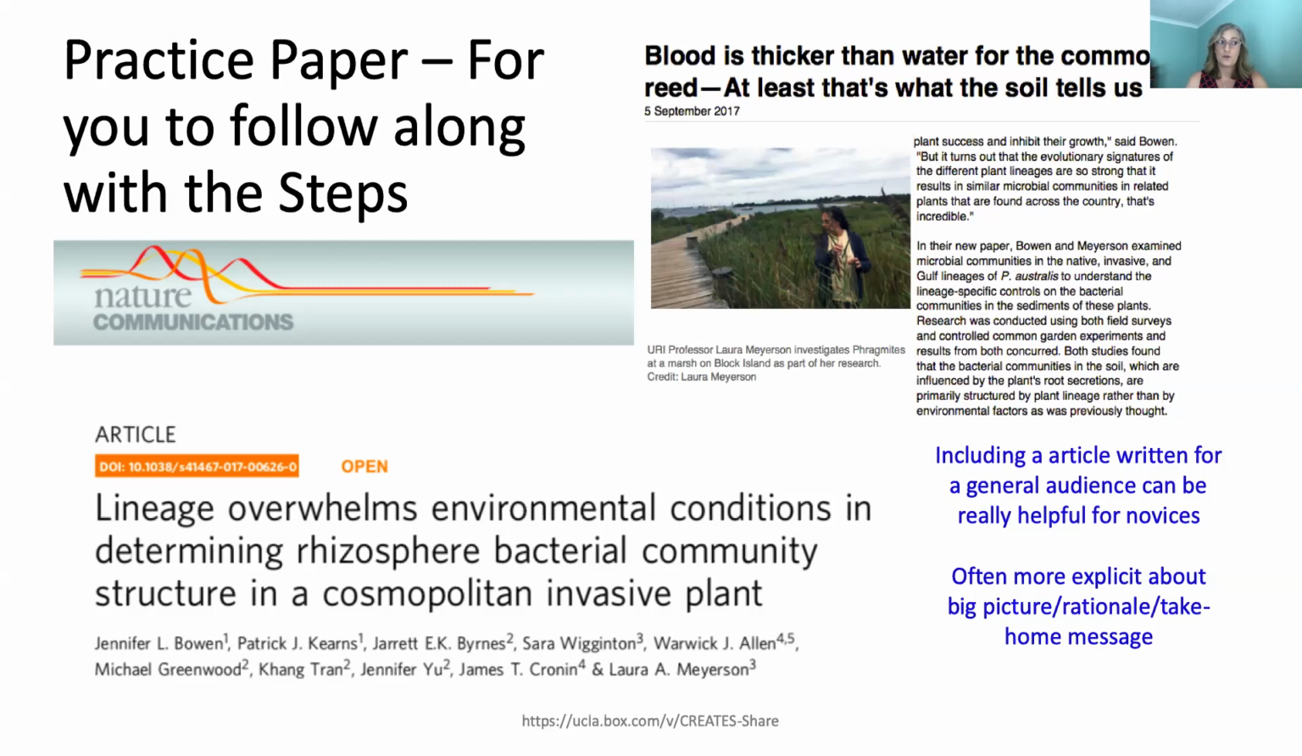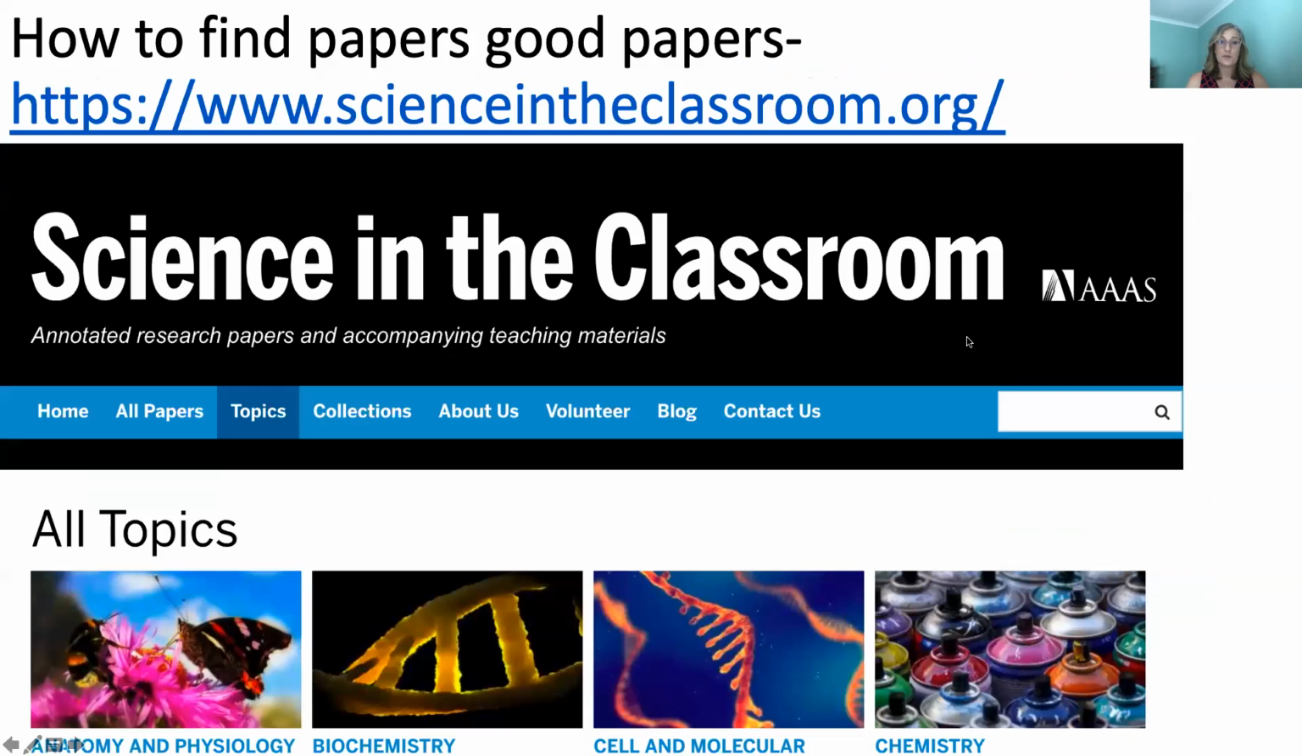Another option for looking for articles, there's this resource through AAAS, and these are all articles that have been annotated and have accompanying teaching materials. So you know that these are good quality, and they can be used in particular texts for your teaching. They have a whole bunch of different kinds of topics. If you haven't seen this resource, check that out: Science in the Classroom.